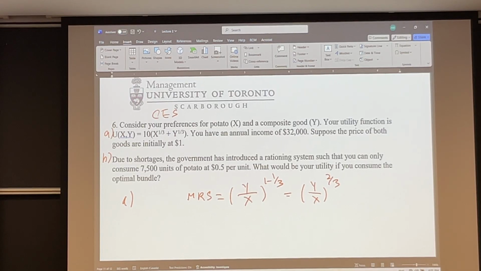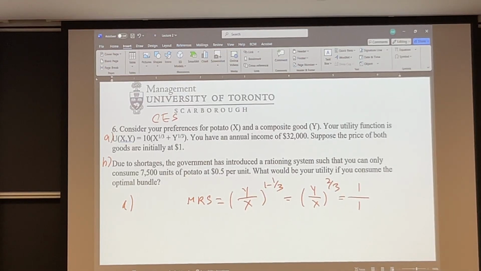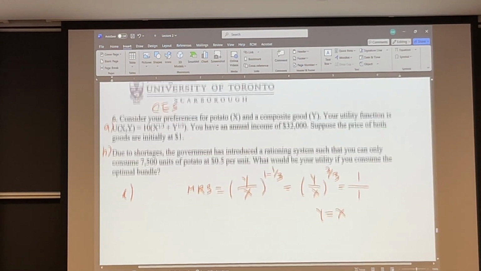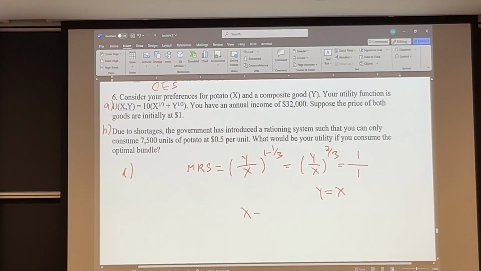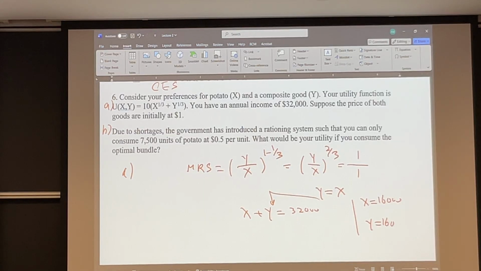The question says the prices are 1, 1. That is the relative price. So I'm going to solve for y. It should be equal to x. And I'm going to apply the bottom line, the budget constraint, and solve it. The utility function will change, but the process is the same. The utility just gives you a different MRS. It does not change anything else, right? Make sense? Good.